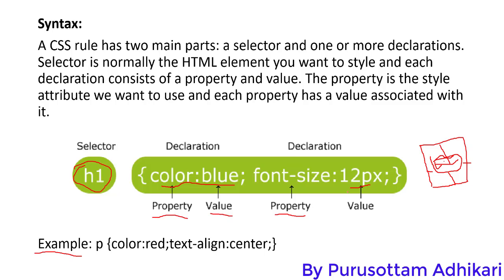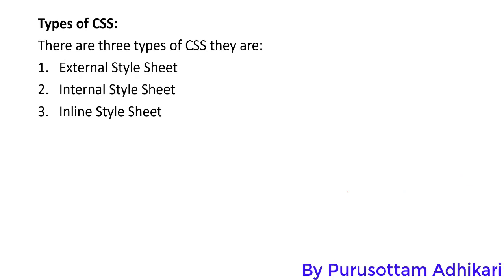This is the basic syntax of HTML or CSS. Okay, now types of CSS. There are three types of CSS. They are external style sheet, internal style sheet and inline style sheet.